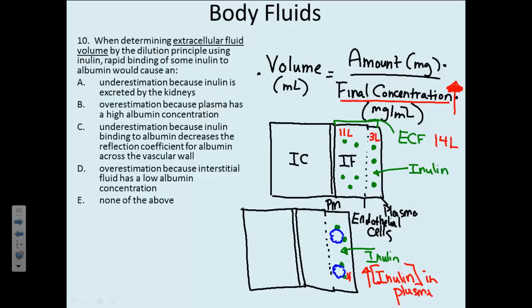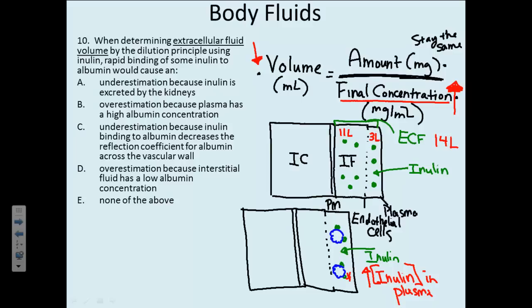Okay? Now, the numerator, which was the amount that we added in the first place, that's going to stay the same. We still added the same amount originally, so that hasn't changed. But what we have done is increased the denominator of our equation. So if we're dividing by essentially a larger number, what we would see is the result of that is our calculated volume would actually go down. When you divide by a bigger number, you end up with a smaller result.